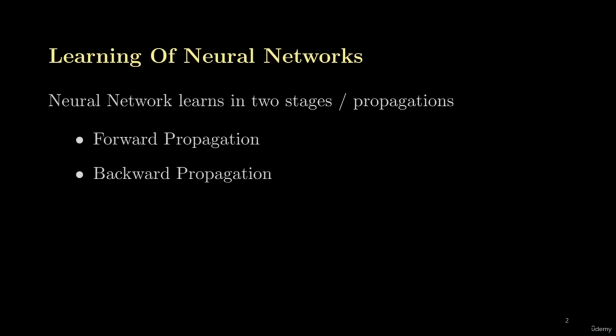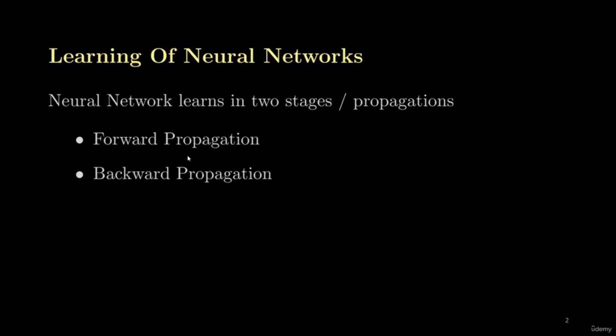In this lecture, we will learn about the learning of neural networks in detail. If you remember, in the introductory section on neural networks, we also learned how a neural network learns. And we saw that a neural network learns in two stages or propagations, and those are forward propagation and backward propagation. But in that section, we discussed them briefly. In this section, which is totally on backpropagation, we will discuss forward propagation and backward propagation in detail.